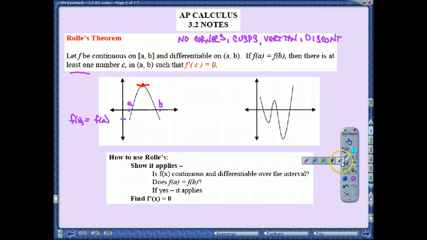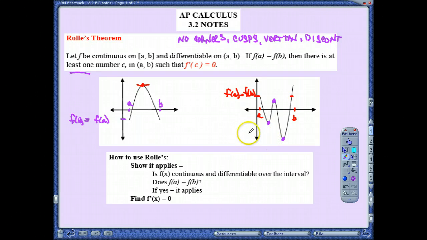In this other example, I have my a right here, and I have my b right here. So that's going to be our f of a, f of b. If these are equal, it could turn around several times. So in this case, you have 1, 2, 3 points at which your derivative is equal to 0.